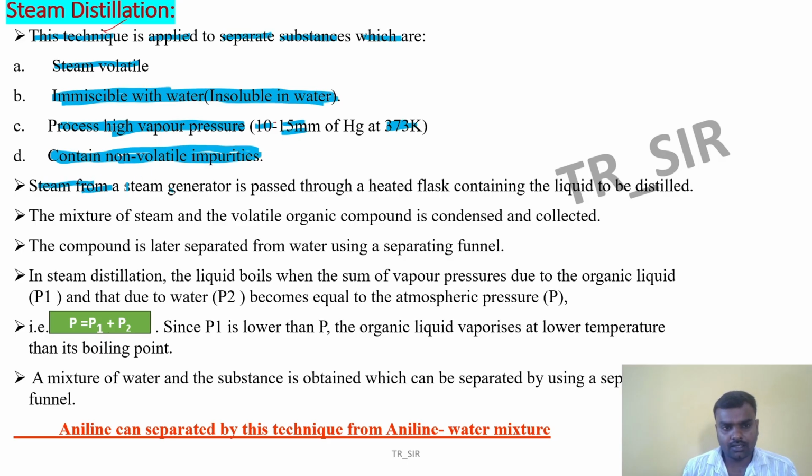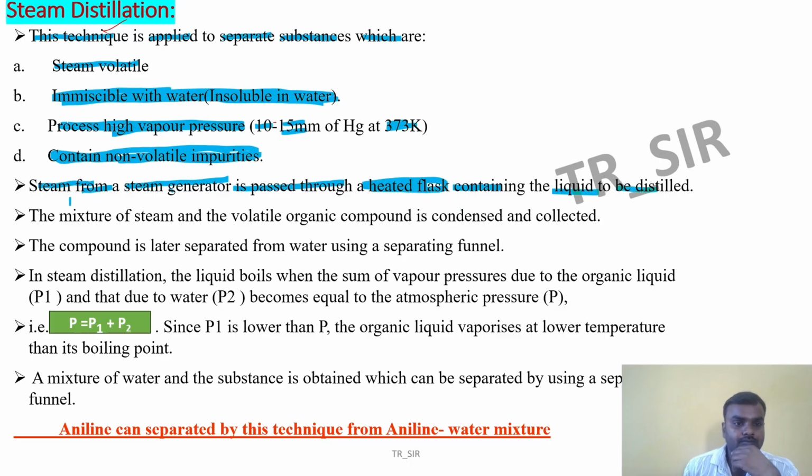Steam from the steam generator is passed through a heated flask. Now, what did we do? We are giving the temperature with respect to it. In this case, from the heated flask, we are passing the steam itself. Now, the heated flask contains the liquid to be distilled.